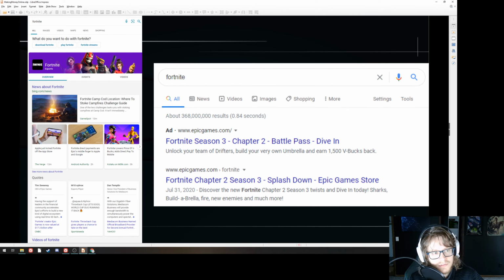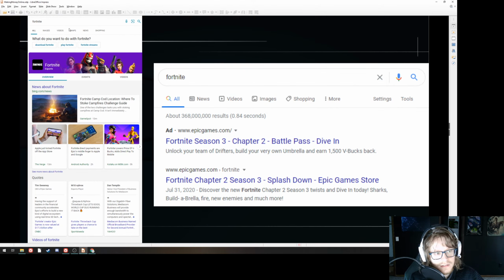Now, in Bing's defense, they do let you click on a result called Download Fortnite, which I guess will take you to epicgames.com, probably. It would be even funnier if they didn't, though. But they also include Fortnite streams in there, which is obviously advertised content.